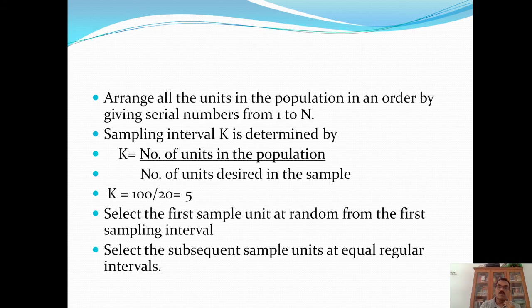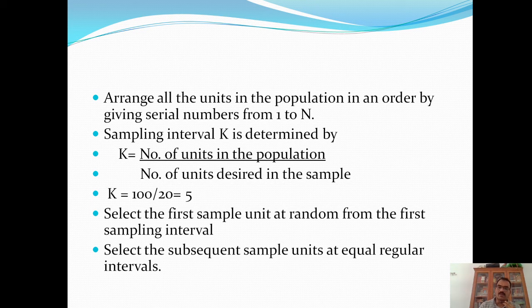First, arrange all the units in the population in an order by giving serial numbers from 1 to N. Suppose 100 units are there in a population, then arrange the units from 1 to 100. The sampling interval, that is k, is determined by k equals the number of units in the population divided by the number of units desired in the sample. In our example, the number of units in the population is 100. Suppose a sample of 20 units is taken, then 100 divided by 20 is equal to 5. So 5 is the sampling interval.